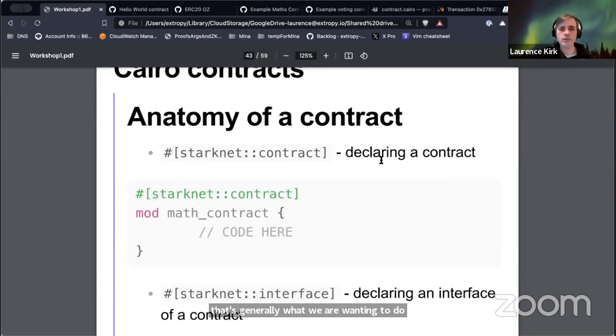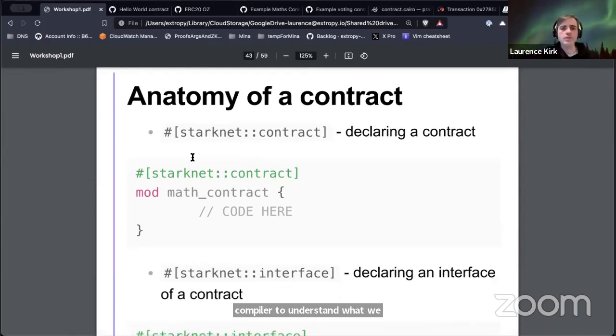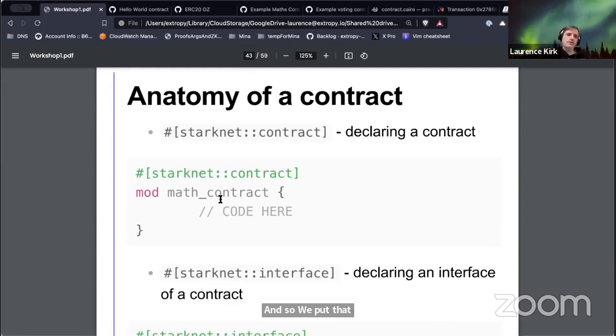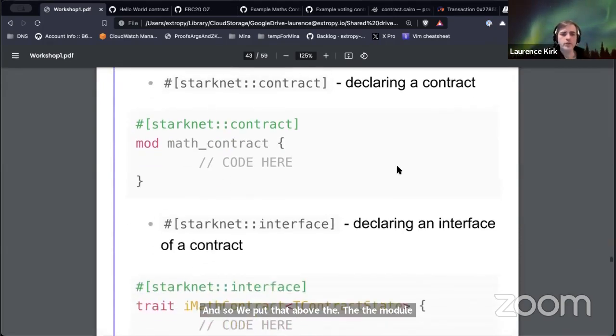So, what does a contract look like? There are a number of things you need to do. We have these annotations that we need to add to our code to get the compiler to understand what we want and how it's going to be used. You can see the first one here. We use this to declare the contract, and we put that above the module declaration, and then our code can go within that.